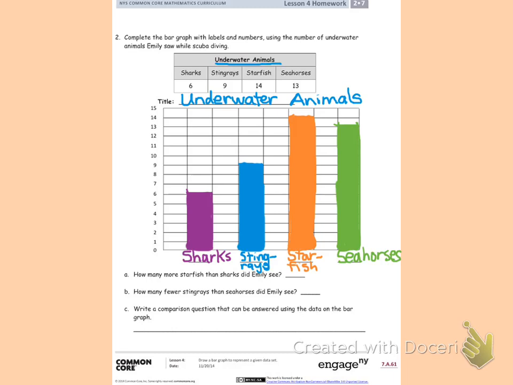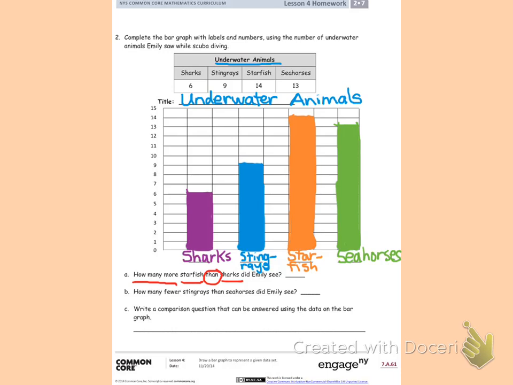Now I can move on and begin solving the problems that are listed below. Item A, how many more starfish than sharks did Emily see? I'll underline how many more, and starfish than will be circled and underline sharks. When I want to know how many more of something than another, I know that I'm comparing 2 different categories. I want to know the difference between one category and another.